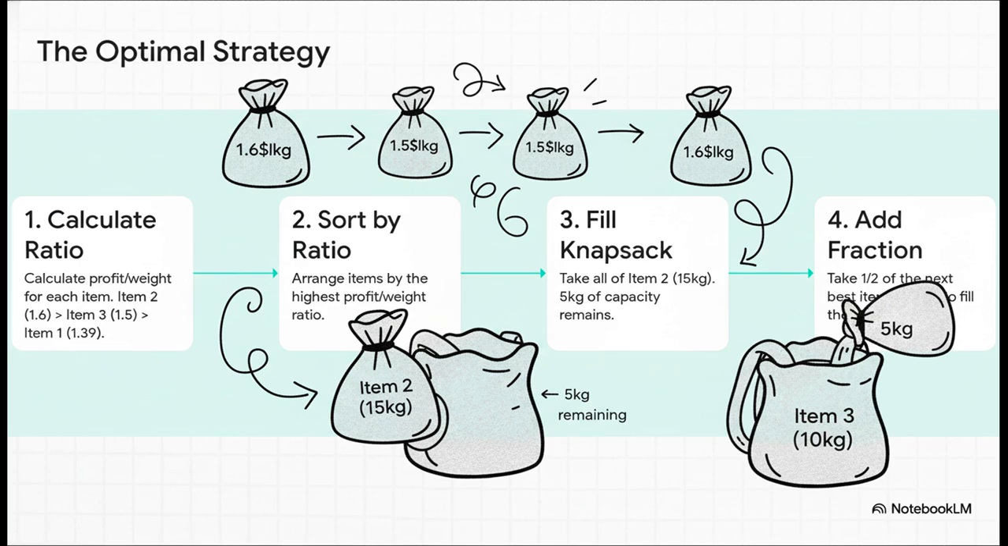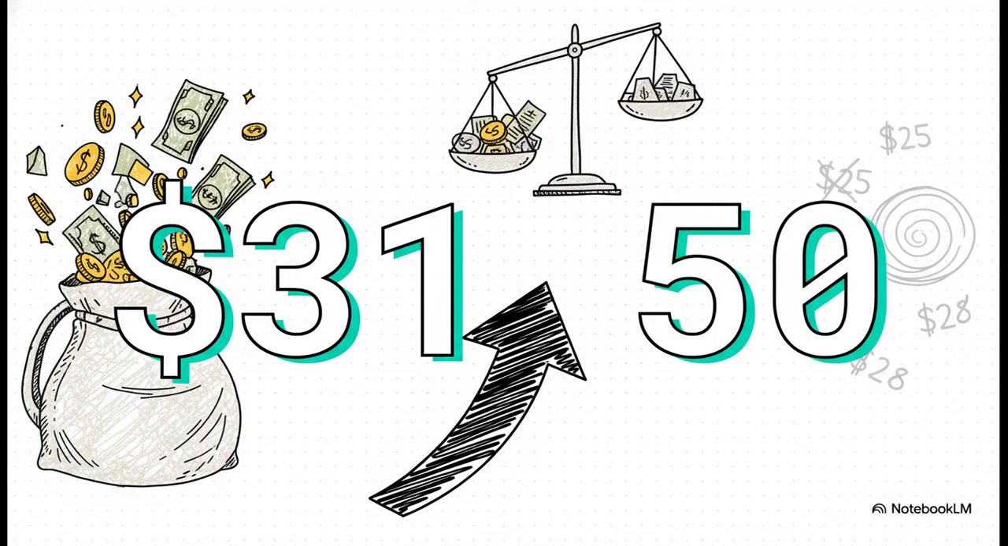First, we calculate that profit-to-weight ratio for each item. As you can see, item 2 is the clear winner with a ratio of 1.6, so we pack all 15 kilograms of it. That leaves us with 5 kilograms of space left. The next best item is item 3, so we fill our remaining 5 kilos of space with half of that item. And there it is. By focusing on the profit-to-weight ratio, we land at a grand total of $31.50. This is the true maximum value we can carry, more than either of our earlier, simpler strategies.